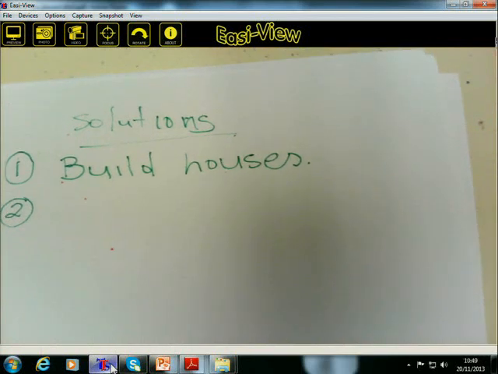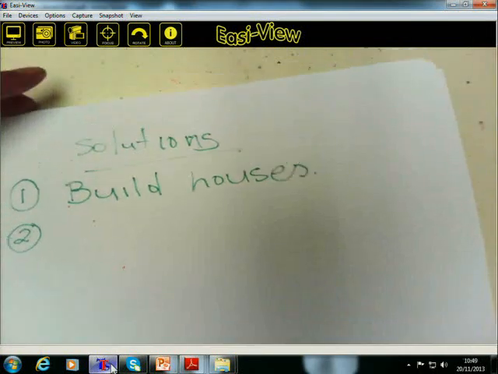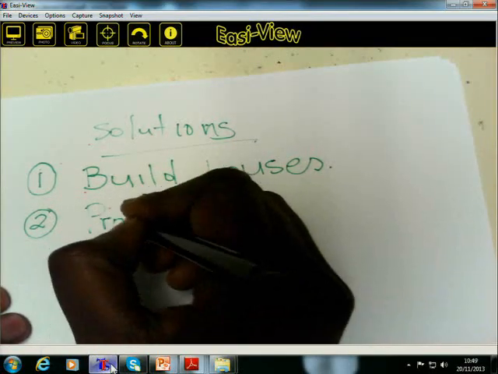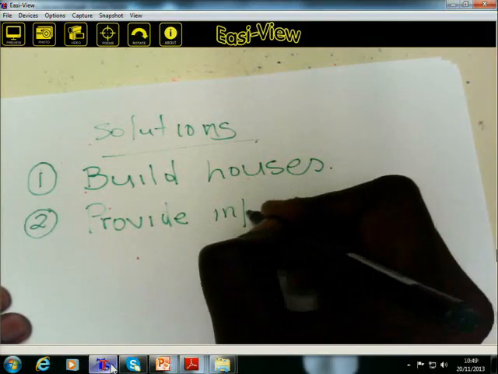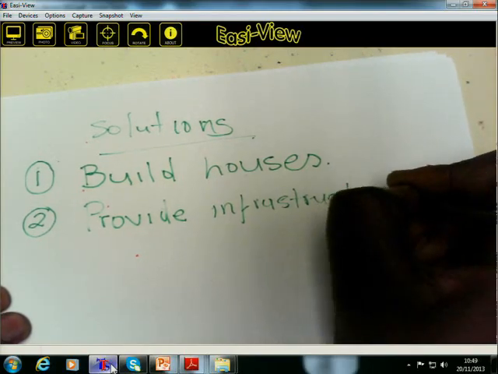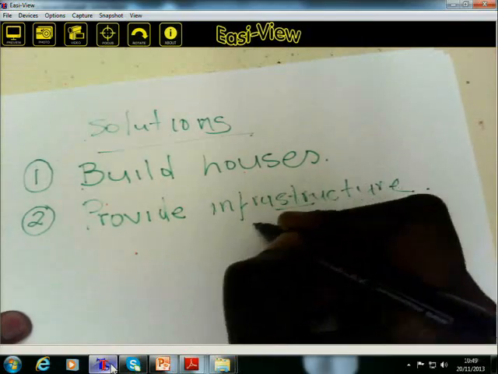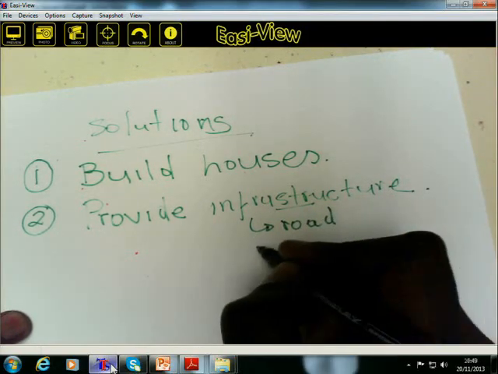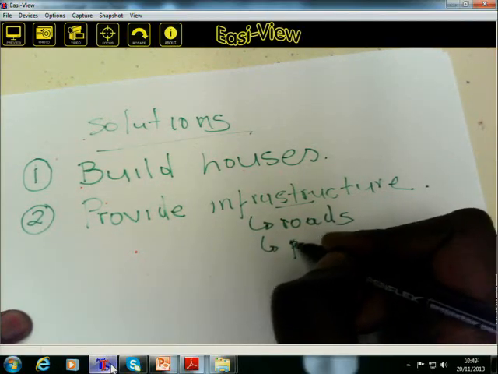Number two, solution. Remember, we said these people do not have basic infrastructure. So what do we do? We provide people in informal settlements with what? With infrastructure. What is infrastructure? This is where we say we have to build roads for them, provide electricity.